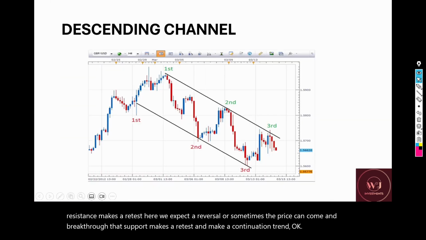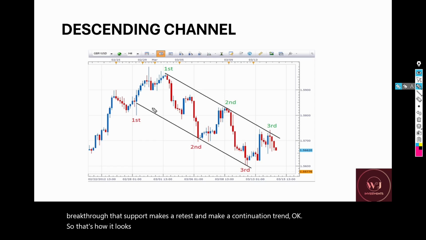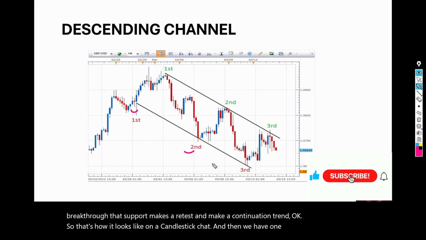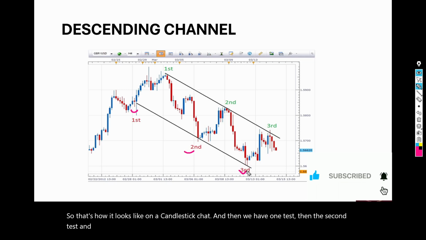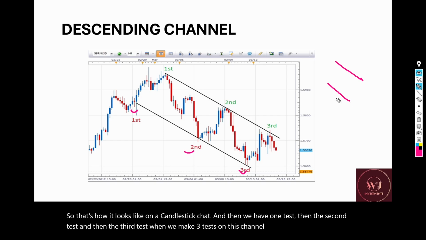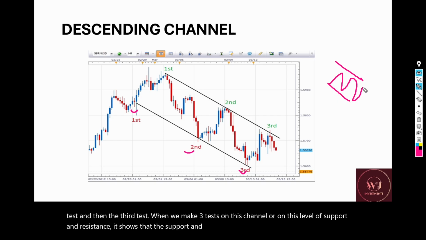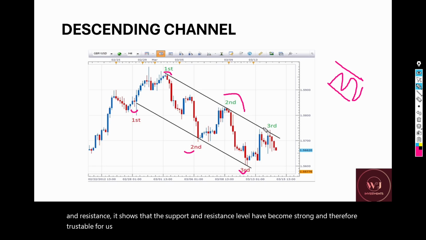So that's how it looks on a candlestick chart. And then we have one test, then a second test, and then a third test. When we make three tests on this channel, or on this level of support and resistance, it shows that the support and resistance level have become strong and therefore trustable for us to trade with. Okay, so here after this third test, it shows that we have by default to come back to this level.